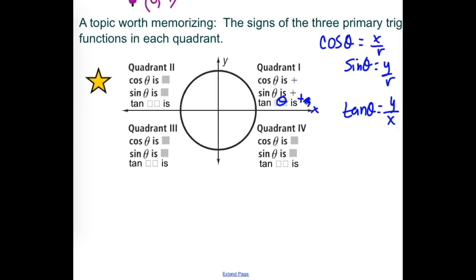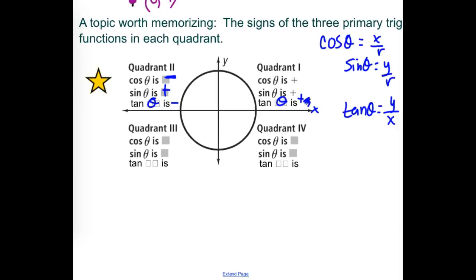Okay, let's move to quadrant 2. Quadrant 2, cosine, which uses which letter? X. Cosine would end up being negative in quadrant 2. All right, how about sine? Sine is still positive because y is positive in this quadrant. Tangent, though, divides the two, right? So if you have one positive and one negative, you're going to end up with a negative answer, okay? So tangent of theta is going to be negative.